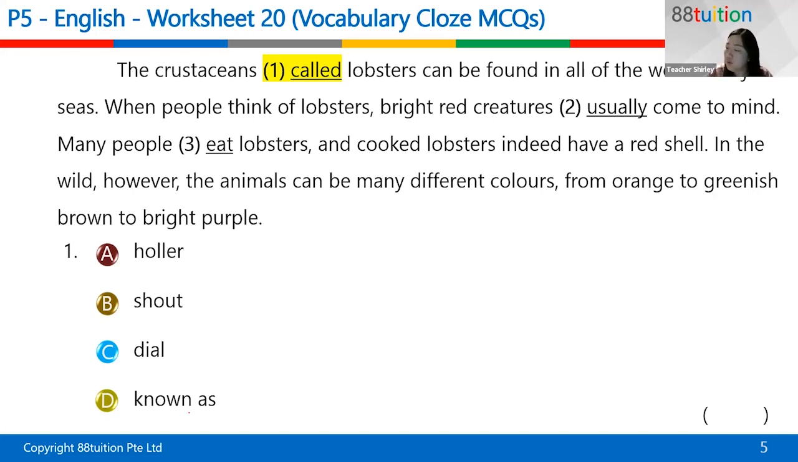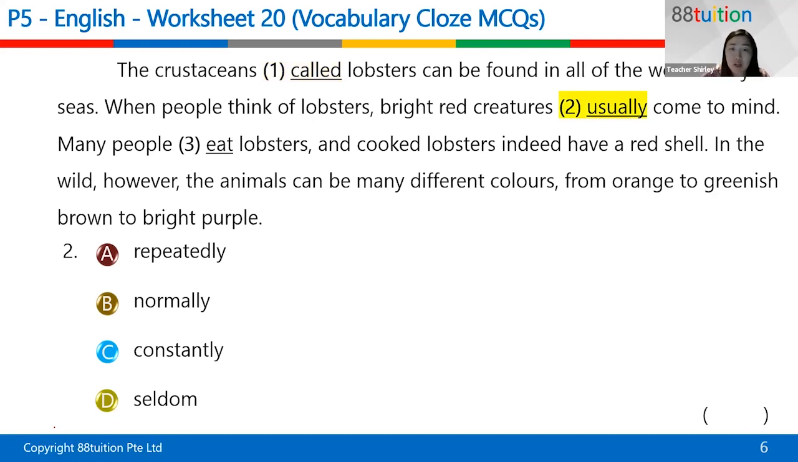Because if you were to fit this into the context, I think the only one that is acceptable is "known as". Now, holler is when you shout at someone. Of course, holler can mean calling someone out as well, but it doesn't apply to the context. We're not hollering at the lobsters, okay? Let's move on to the next question.